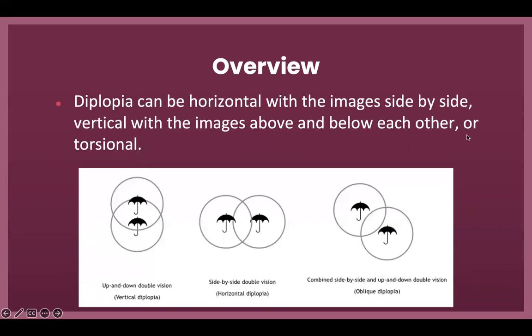So diplopia can be horizontal, like this, two adjacent images of the same object, horizontal side by side. It can be vertical, two images over each other, up and down. It is called vertical diplopia, and there is diagonal or oblique or torsional diplopia, in which the two images are oblique in arrangement.